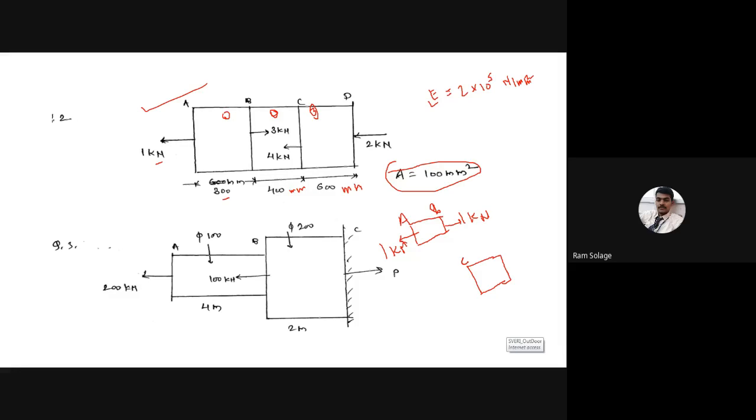Take section CD, section 3. See the free end force, that is 2 kilonewton. It is compressive. For balancing, take again 2 kilonewton. It is a compressive force. This is section 1 and this is section 3. This is the free body diagram for section 1 and section 3. Now we have to draw the diagram for section 2. How to draw the diagram? That is section BC. Section 1 and 3 done?